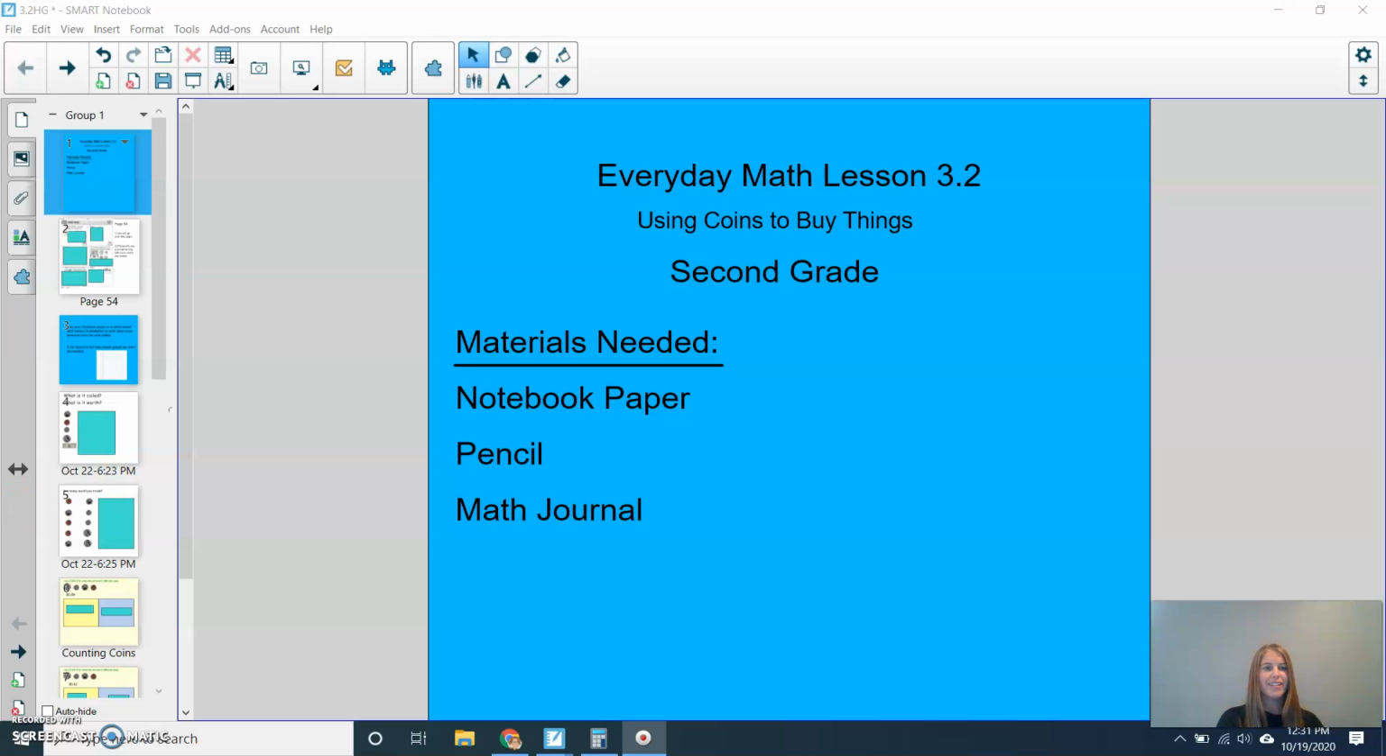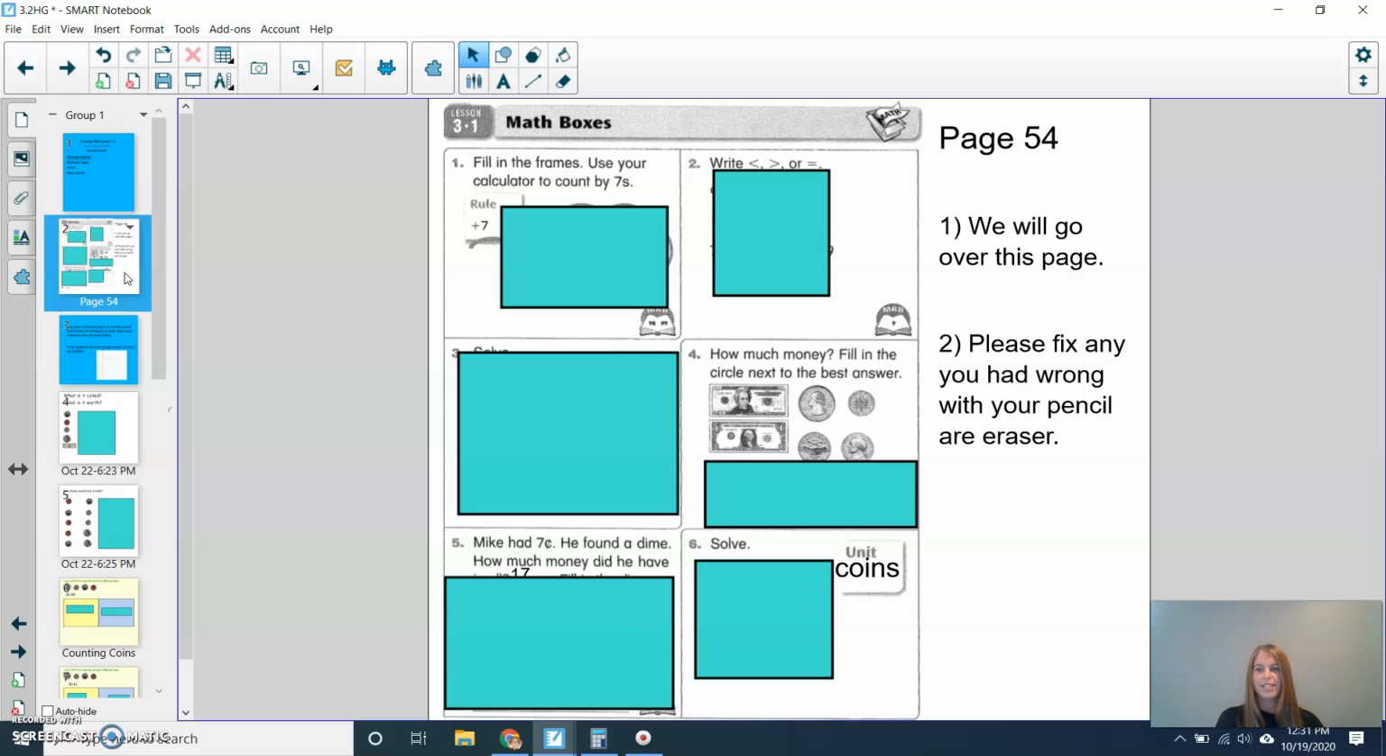Let's get started. The first thing that we're going to do is go over our math boxes from the previous lesson. So if you can open up your math journal to page 54. If you're noticing that you have any mistakes, please fix those with your pencil and eraser.